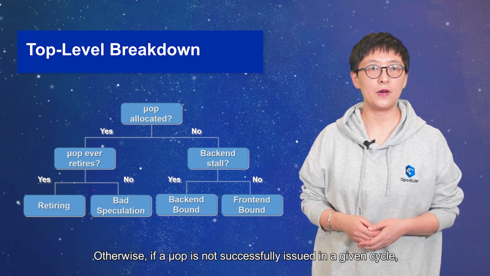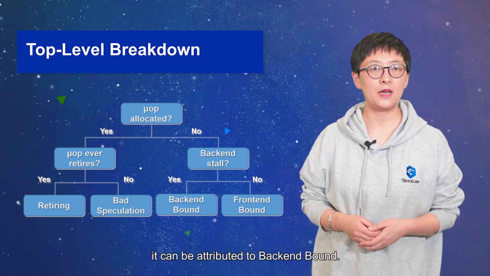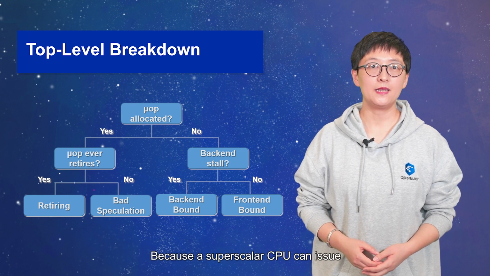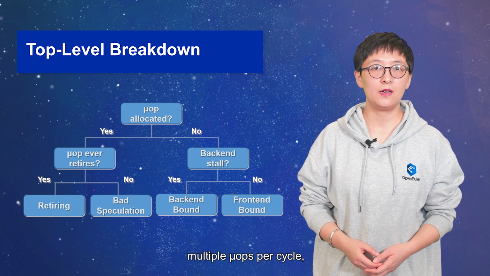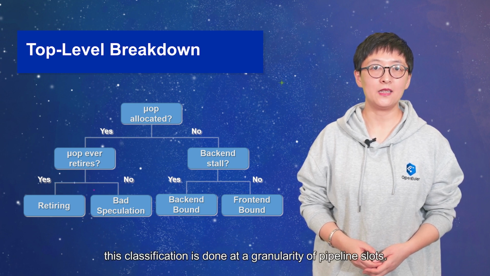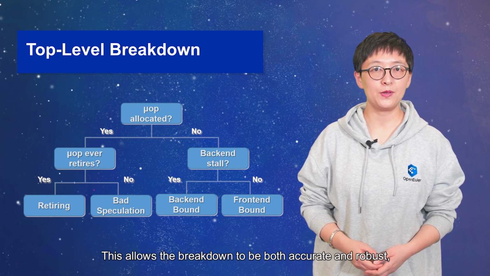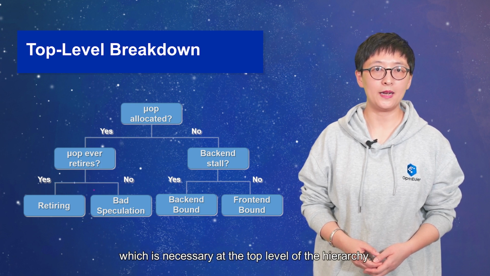Otherwise, if a micro-operation is not successfully issued in a given cycle, it can be tagged based on whether there is a back-end stall. If there is a back-end stall, it can be attributed to back-end bound. Otherwise, it can be attributed to front-end bound. Because a superscalar CPU can issue multiple micro-operations per cycle, this classification is done at a granularity of pipeline slots. This allows the breakdown to be both accurate and robust, which is necessary at the top level of the hierarchy.